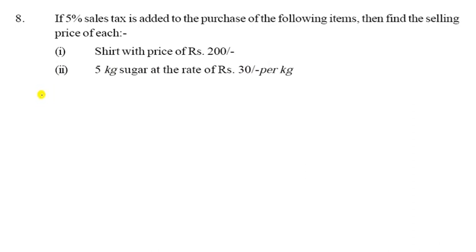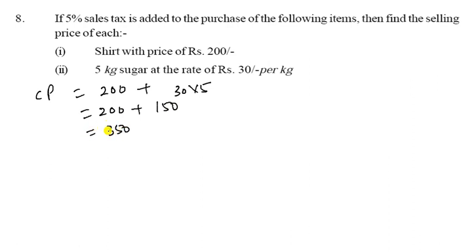Now CP. So now find the total CP. CP is equal to the shirt, how much? It is 200 rupees, plus 30 per kg, but here it is 5 kg. So the total cost is like this: 200 plus 5 times 30 is 150, so that becomes 350 rupees. It is the CP.